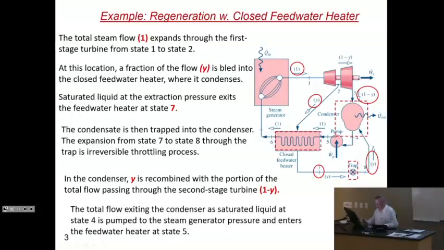So that is what I'm saying here. The total liquid flow at state 4 is the same as the main flow of liquid through the main line, through 5, through 6, and through 1.